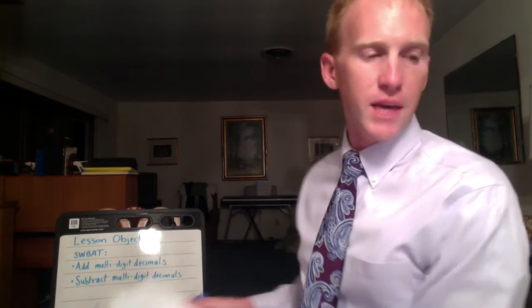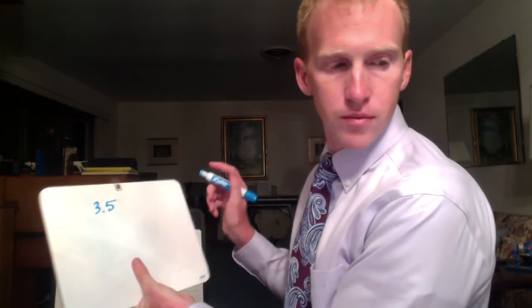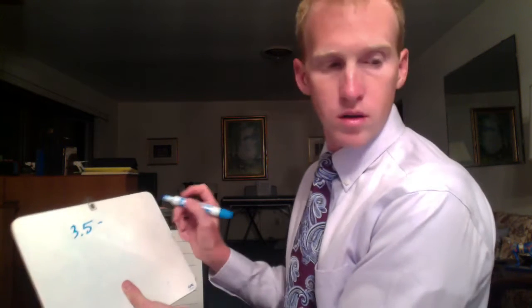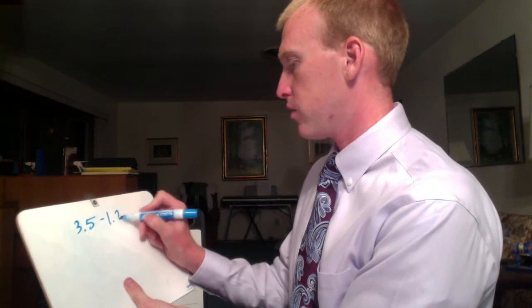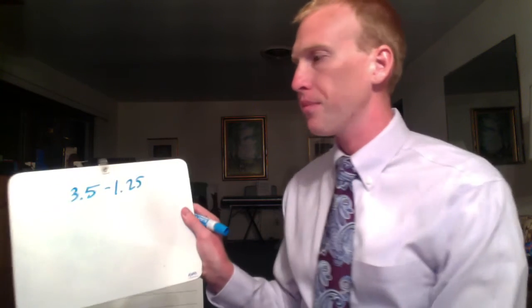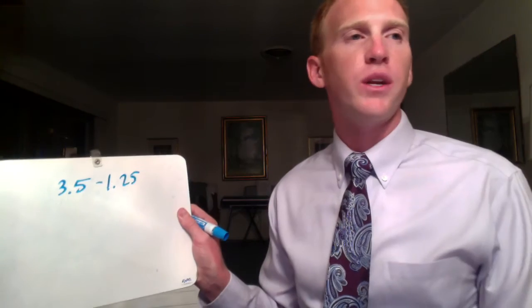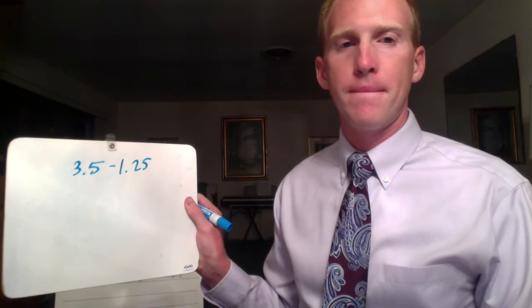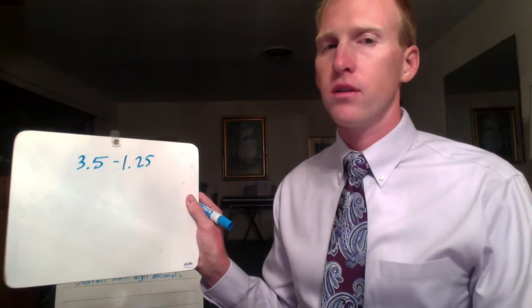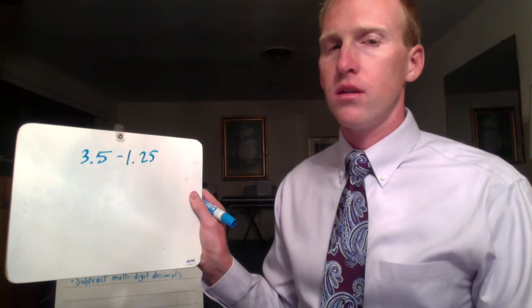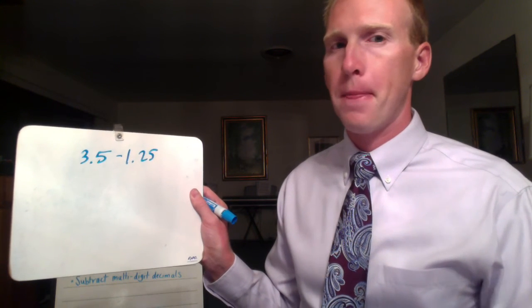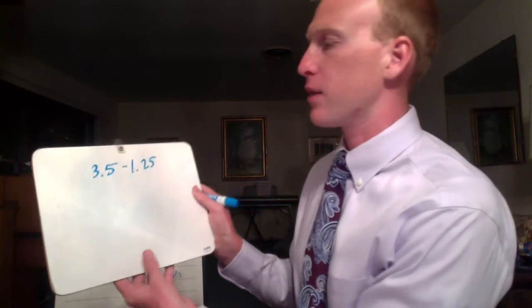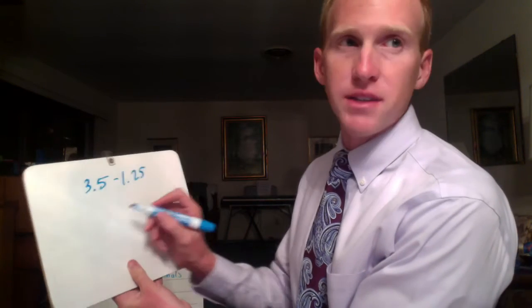And the last example that we're going to go over together is 3.5 minus 1.25. Okay. Sarah, what is the first thing we need to do here? Be careful. Bobby, can you help her out? Exactly. We need to line up the decimal points. Okay. Does that make sense, Sarah?